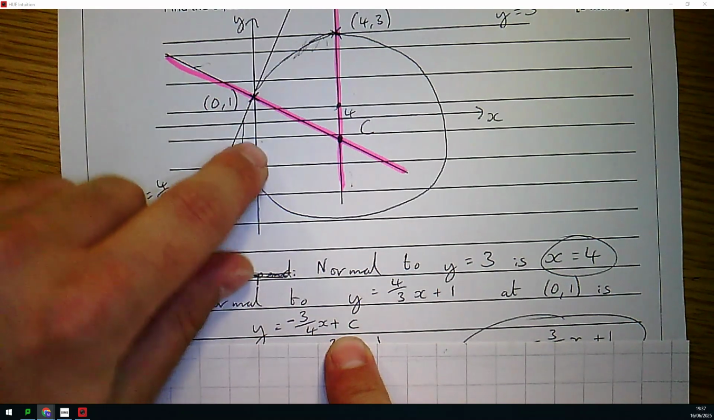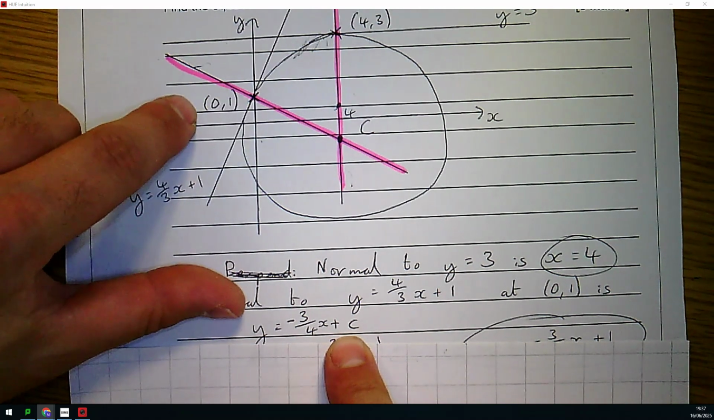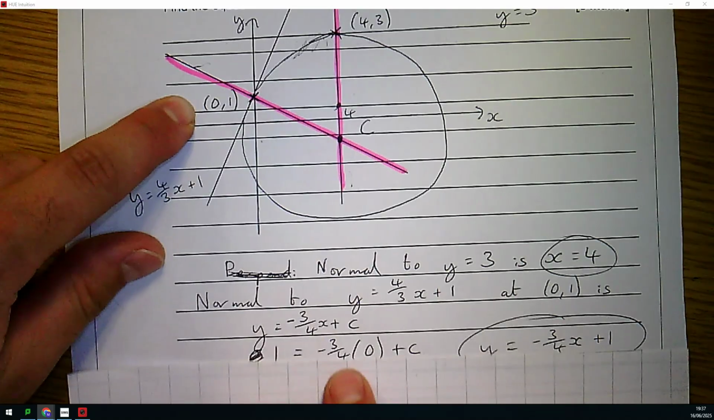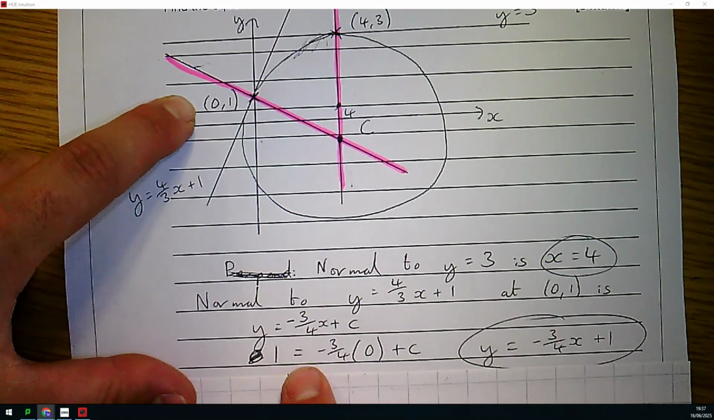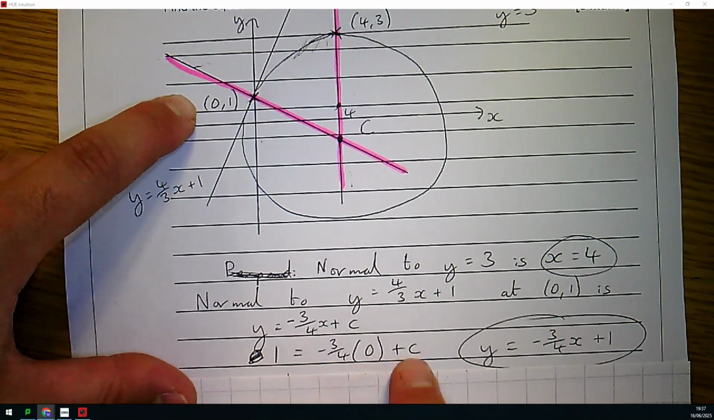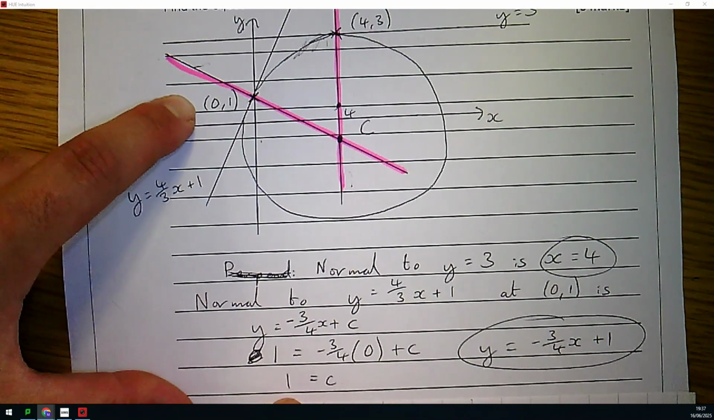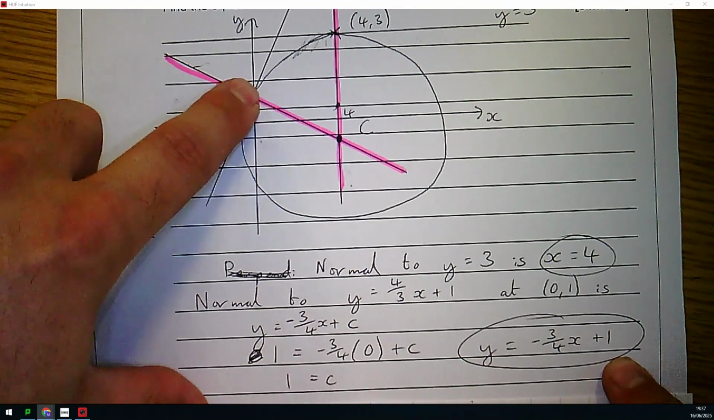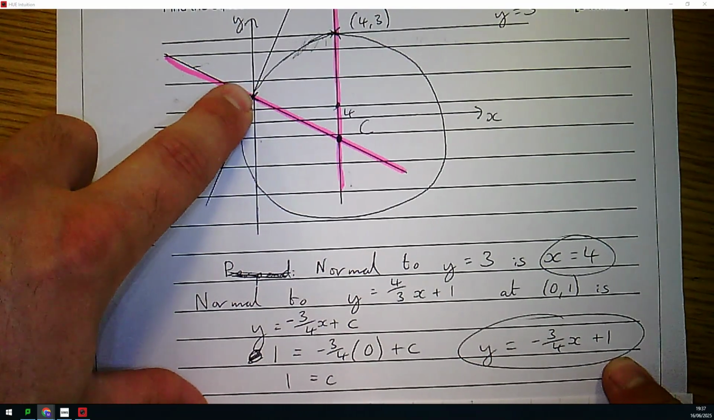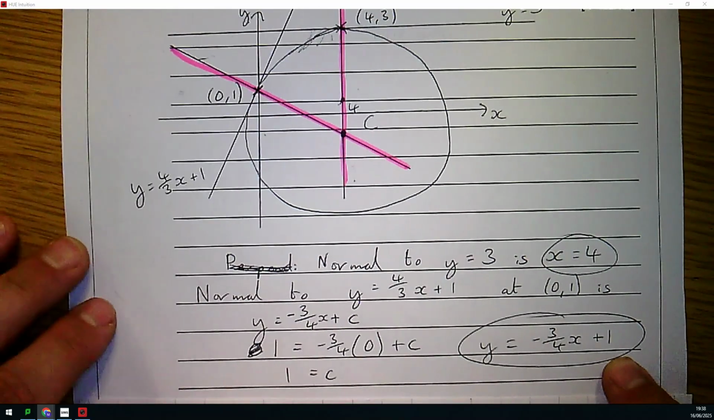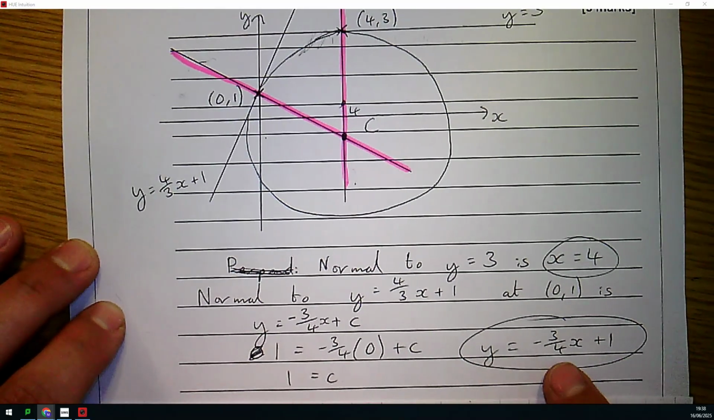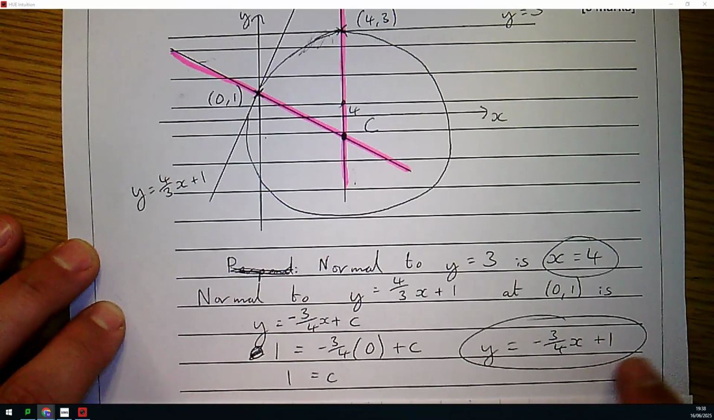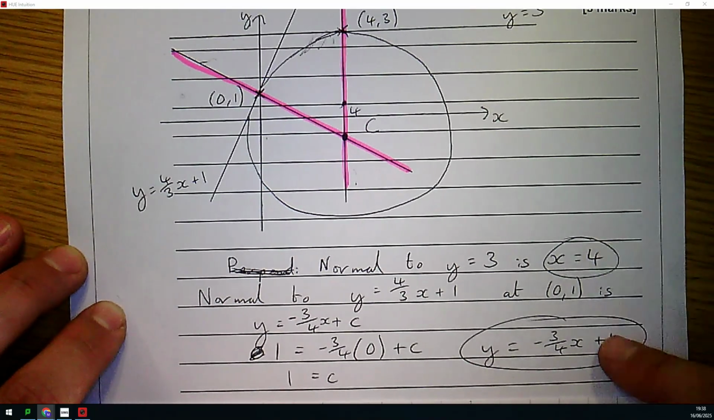So you have to substitute a coordinate on that normal line to be able to find out c. Well, we know it goes through (0, 1), so substitute (0, 1) in. That's going to give you 1 equals negative 3/4 of 0, add c. This is just 0, so c is equal to 1. Actually, that really should have been fairly self-explanatory because that normal goes through the y-axis at 1. So the equation of the normal is y is equal to negative 3/4 x plus 1. Those are our two normals.